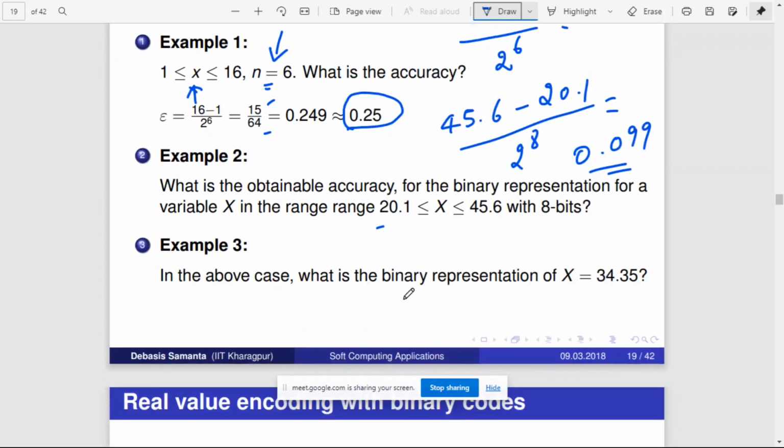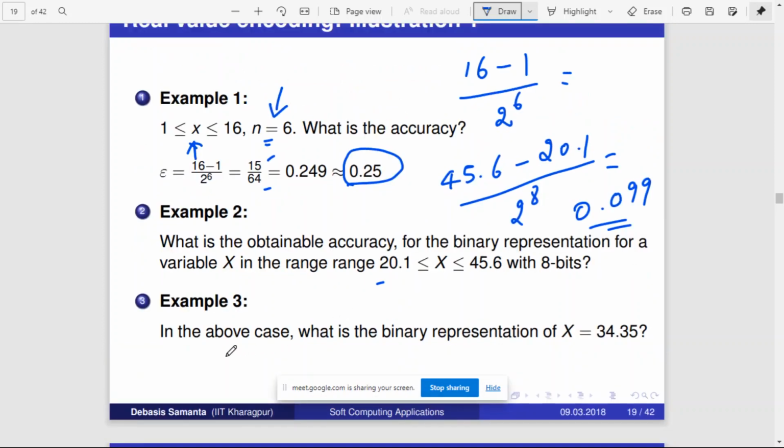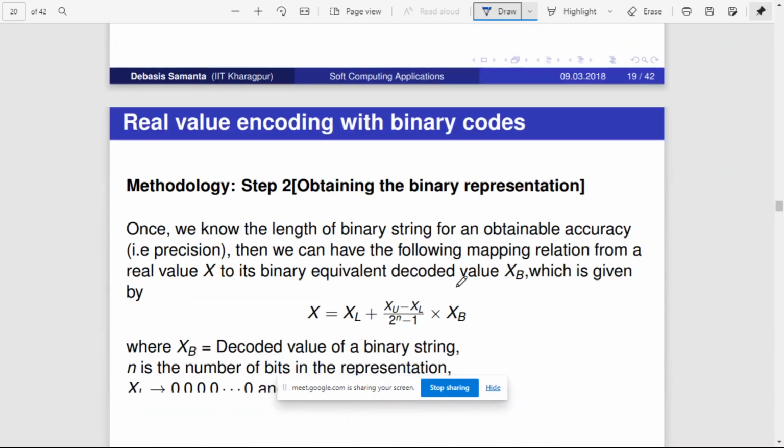Okay. Say for example, in some cases, what is the binary representation of x if x is equal to 34.35? That is, assume that x takes value between 20.1 to 45.6. Now the question is different. If x is equal to 34.35, then what will be its binary equivalent? How will you find that?